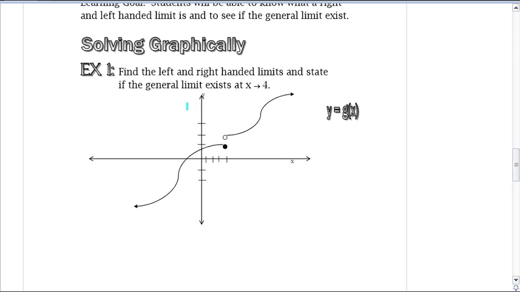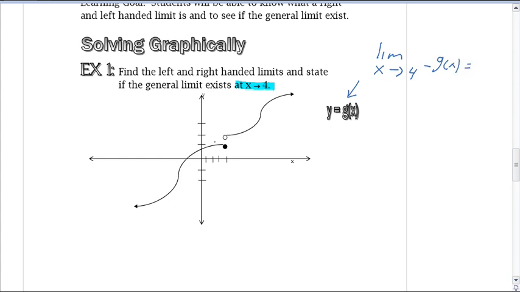It says find the left and right-hand limits and state if the general limit exists. They even give us the location on the x-axis: x approaches 4. Okay, let's begin. Let me grab blue, and I'll work up here. To write the left-hand limit, I would write the limit as x approaches 4 from the left. Notice they don't give us the actual name of the function. They just call it g of x. Not a problem.